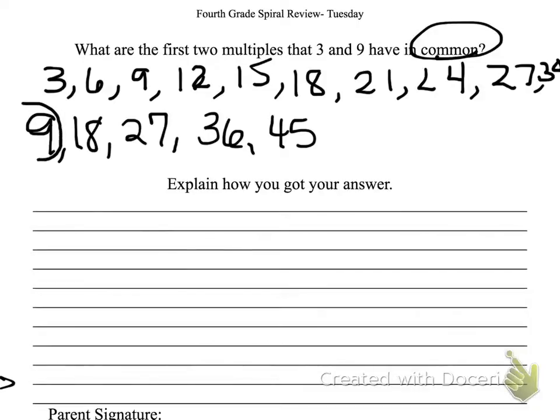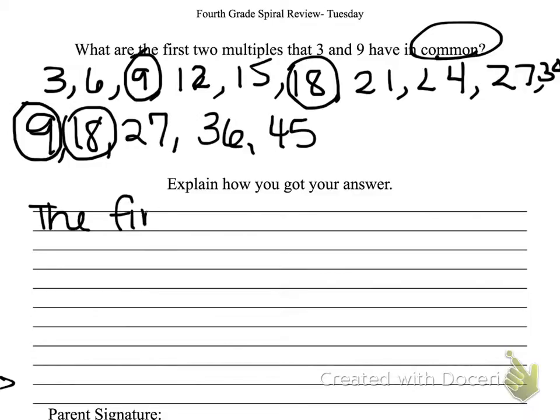Well, my first factor is 9. It's also my first multiple, and it's the third multiple of the number 3. When I keep looking, I'm looking to see if they have 18. And they do. So these are the first two multiples they both have in common. So they would just write it out. The first two multiples.